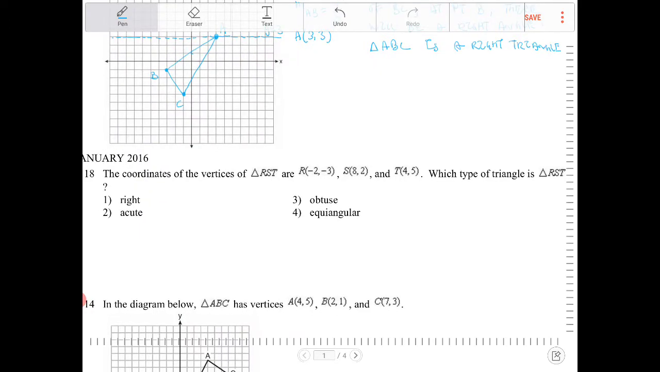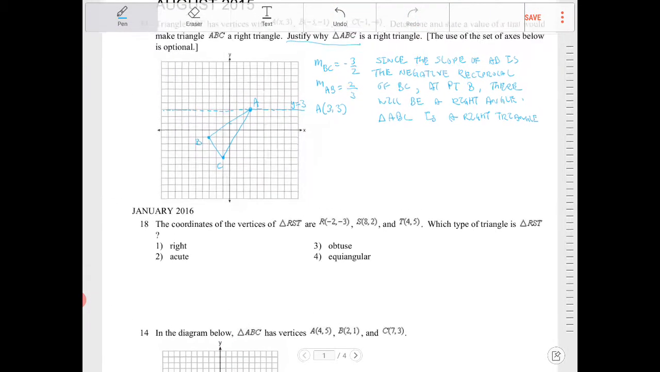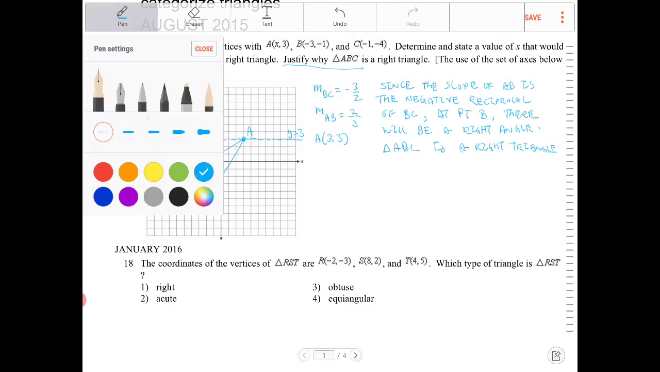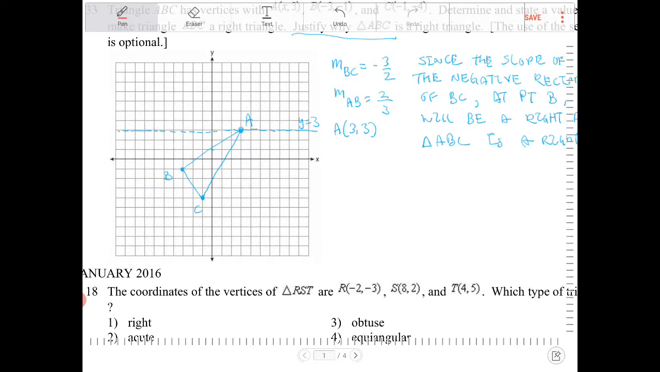The coordinates of the vertices of triangle RST are (-2, -3), (8, 2), and (4, 5). I'm going to use the graph from above here just because, again, this thing is so visual. I'm going to use red. So (-2, -3) is located right here, and this is my R. My S is located at (8, 2): 3, 6, 8, 2. It's right there. This is my S. And my T is (4, 5): 4, 3, 5. This is my T.